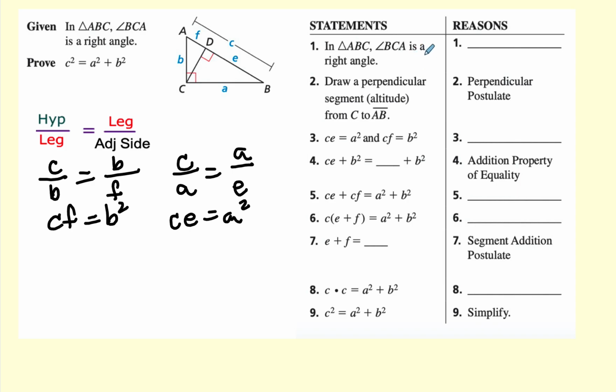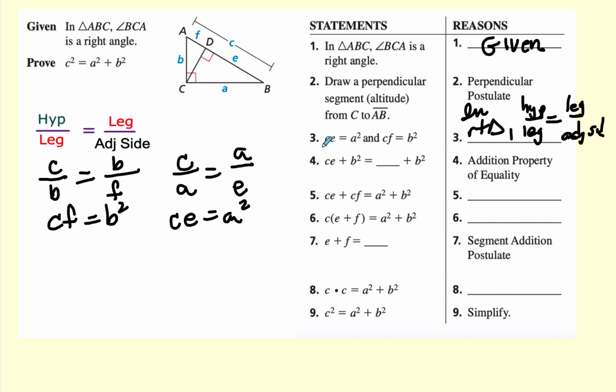Okay, so our first step is given. We have a right triangle. Our second step is we draw this perpendicular, or this altitude, to the hypotenuse. And our third step is the theorem that I just talked about. In a right triangle, we know that the leg is the geometric mean between the hypotenuse and the adjacent side. All right, so now we have these two right here for that.